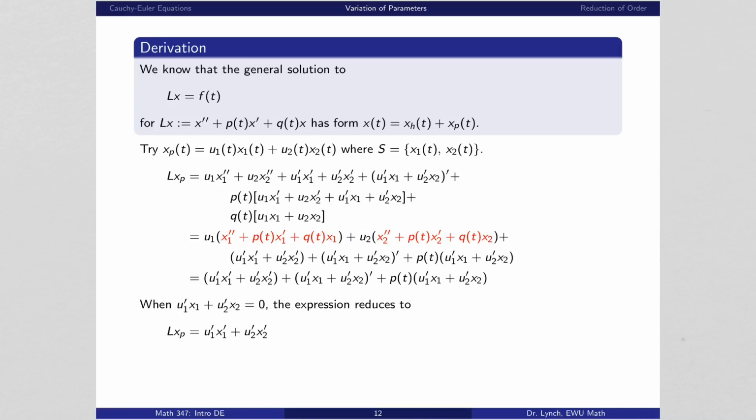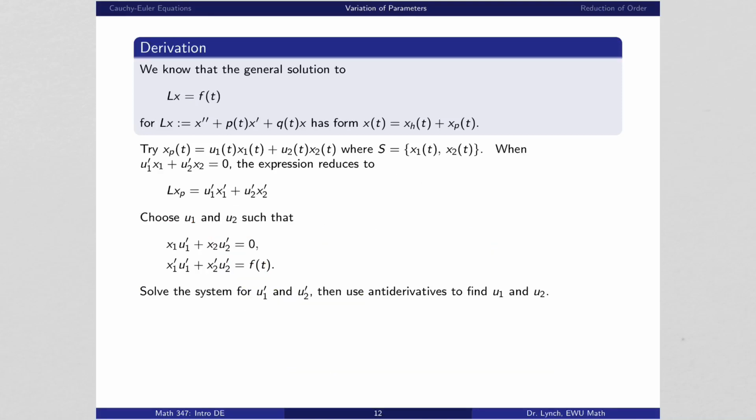So with the assumption that u1 prime x1 plus u2 prime x2 is 0, this expression reduces significantly, and again, that term pops up twice. It pops up here and here. So we just take that to be 0. Let's choose u1 and u2 such that that expression is 0. Then all we're left with is Lxp equals this term involving u1 prime x1 prime and u2 prime x2 prime. Now, what we really want is for Lxp to equal f of t, whatever that f is. And as you can see, if we can choose u1 and u2 so that this expression is equal to f, then we're done. That, as it turns out, is the second condition here.